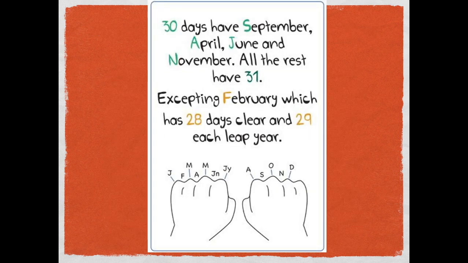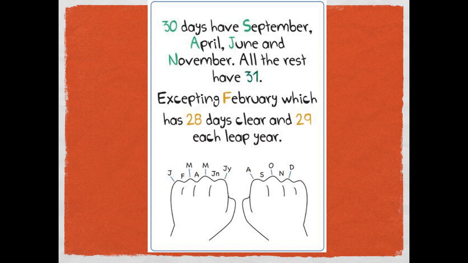Okay, so there's a little riddle or rhyme to help you remember. 30 days have September, April, June, and November. All the rest have 31, excepting February, which has 28 days clear and 29 each leap year. Okay, so if you really need to, you don't have to memorize that, but it's good to know which months have 30 days and that the rest have 31 days.